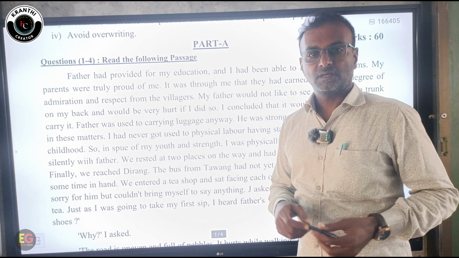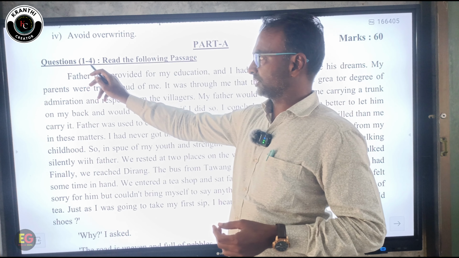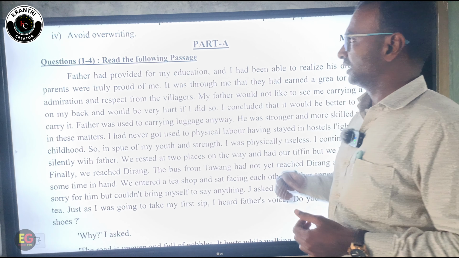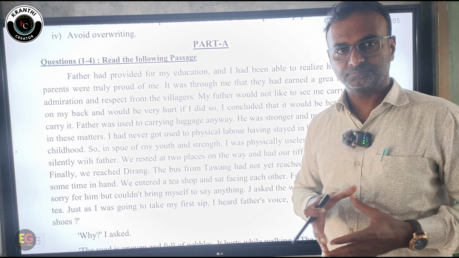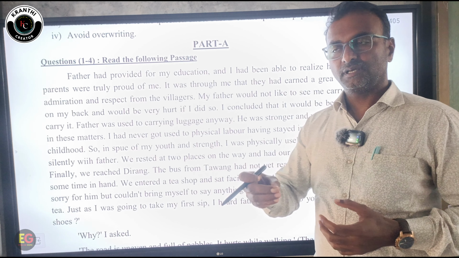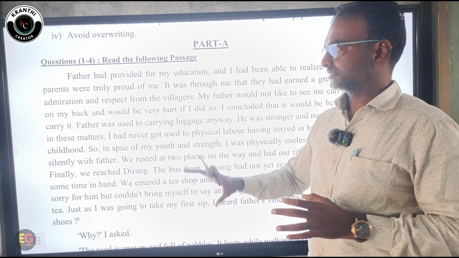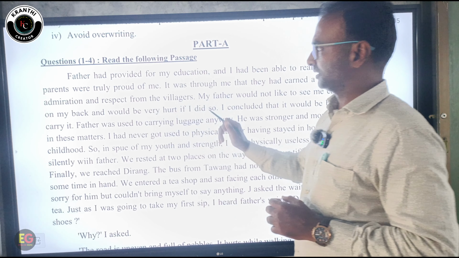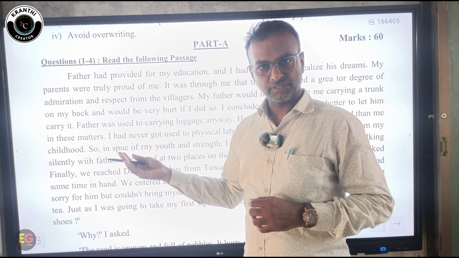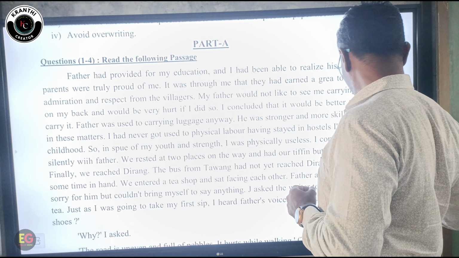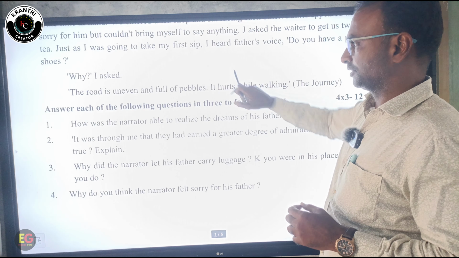So, we have part A, and part A consists of question numbers 1 to 4. In part A, the first passage is given only from reading A. We have 8 units, so in 8 units we have 8 reading A's, and any one of those reading A's is covered. Here, 'father had provided for my education' is from the 3rd unit, reading A. The lesson name is The Journey. The paragraph is given like this and followed by 4 questions.